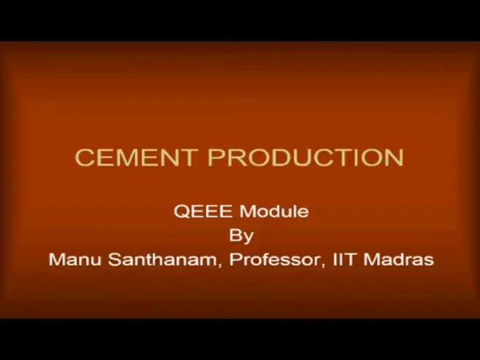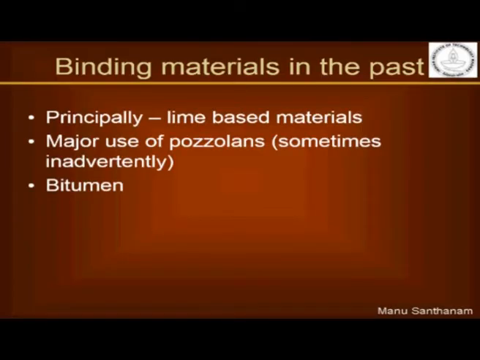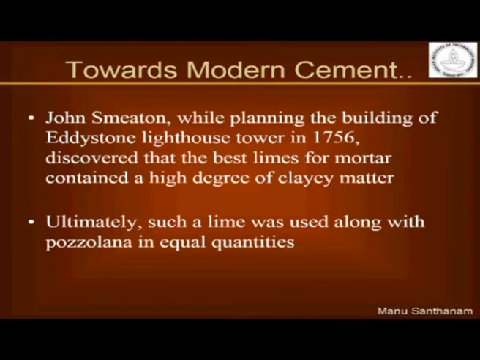He was the first civil engineer, and interestingly, his name also comes in one of the first sort of cements that was actually used. So while planning the building of this lighthouse tower in the UK in 1756, he found by accident again that the best limes that were used for mortar had a very high degree of clayey matter. That means there were impurities present in the lime that made it very interesting and interactive with water and gave very interesting properties to the lime mortar, improved the binding capacity and so on.